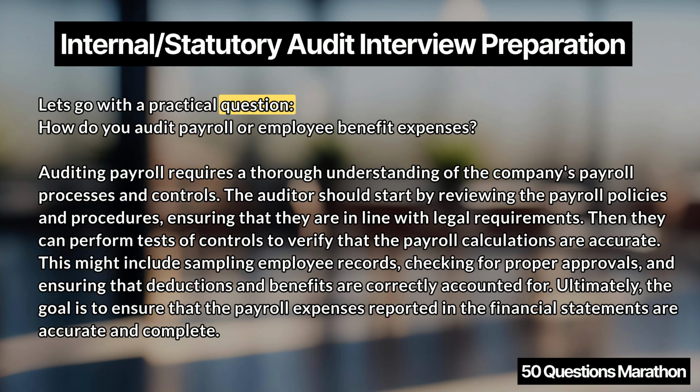Let's go with a practical question. How do you audit payroll or employee benefit expenses? Auditing payroll requires a thorough understanding of the company's payroll processes and controls. The auditor should start by reviewing the payroll policies and procedures, ensuring that they are in line with legal requirements. Then, they can perform tests of controls to verify that the payroll calculations are accurate. This might include sampling employee records, checking for proper approvals, and ensuring that deductions and benefits are correctly accounted for. Ultimately, the goal is to ensure that the payroll expenses reported in the financial statements are accurate and complete.